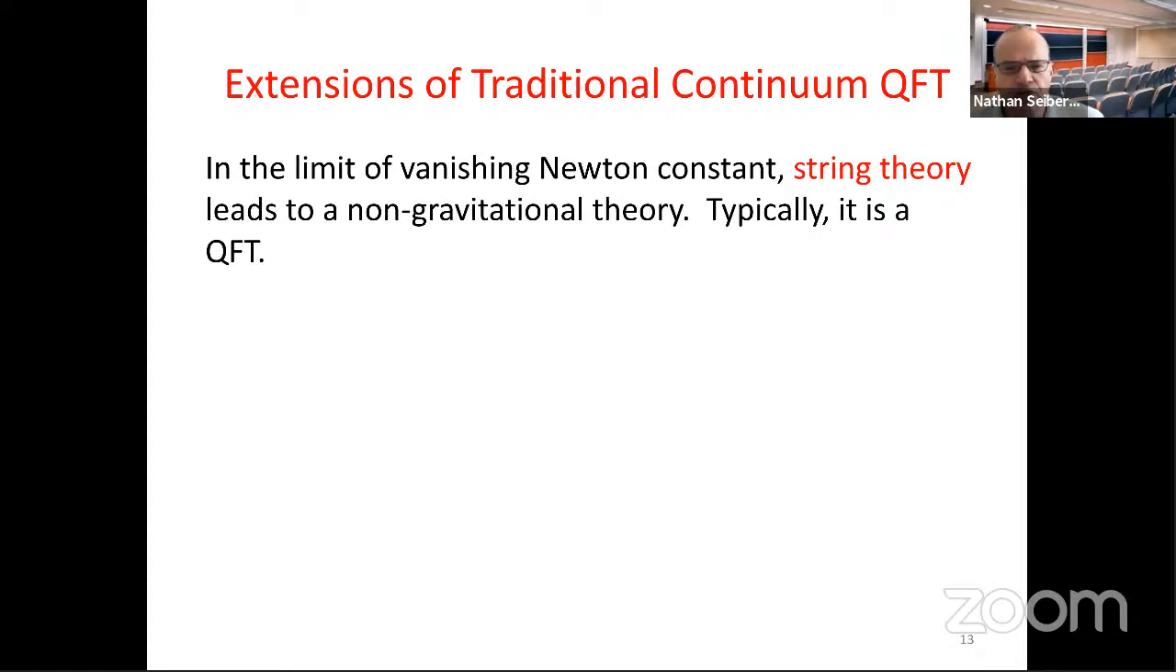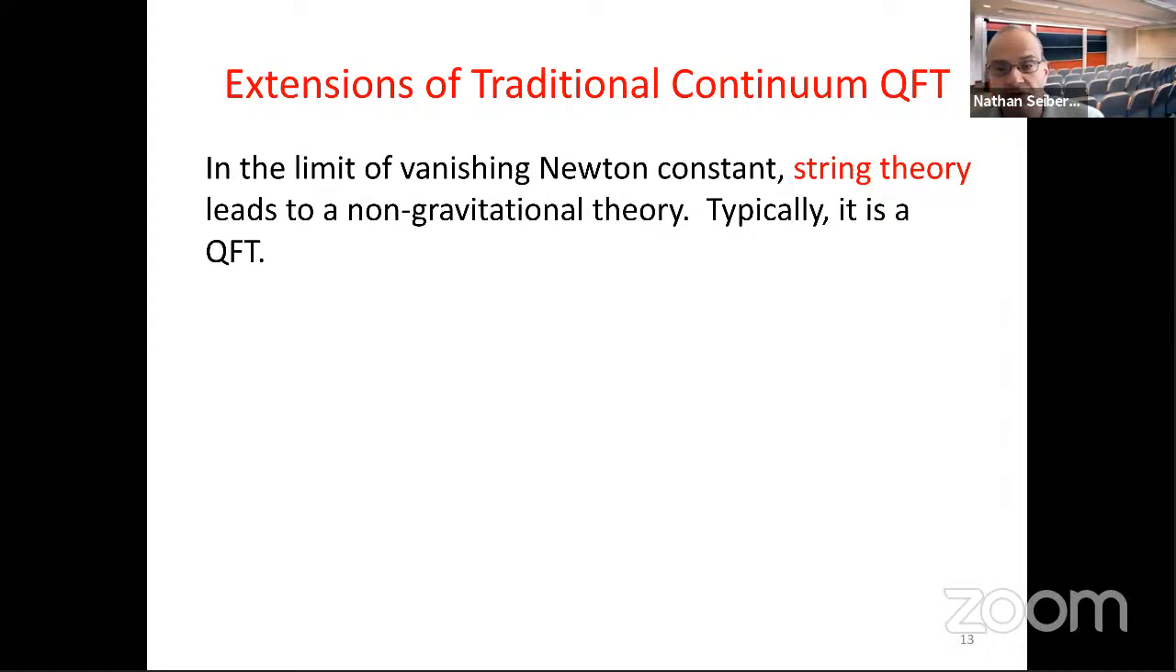And examples of that originate from 2 different sources. The first source is from string theory. String theory has Newton gravity in it, therefore it has something like Newton constant, and therefore it's gravitational. But we can take a limit where we turn off Newton constant. If we turn off Newton constant, we turn off the gravitational interaction, and then we are left with a theory without gravity. That means, typically, in that case, we end up with a quantum field theory.